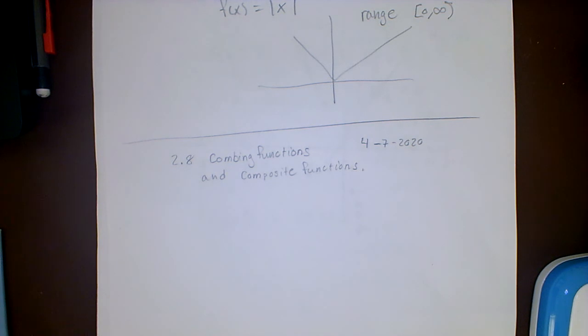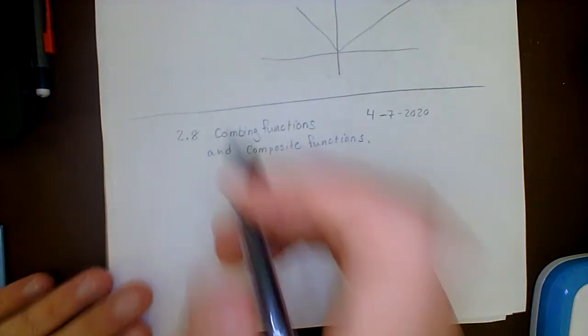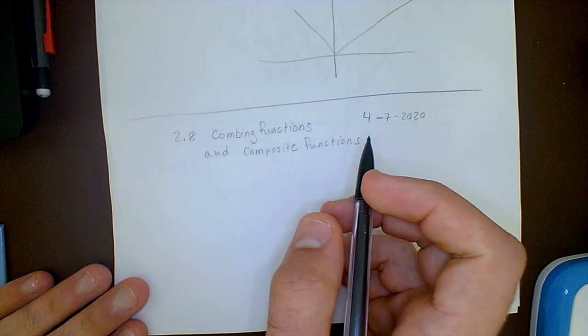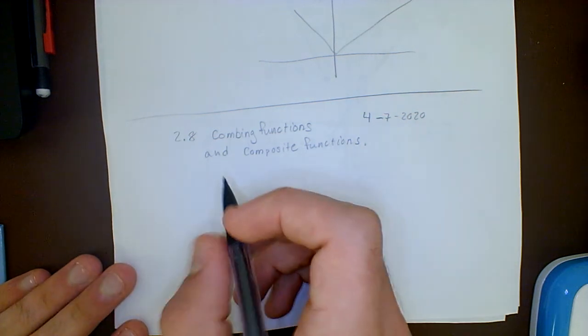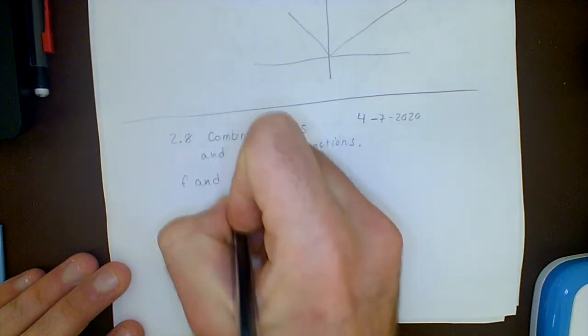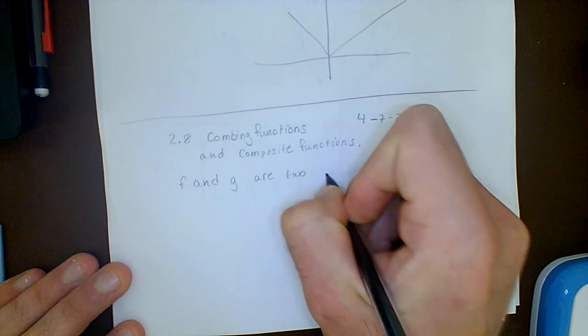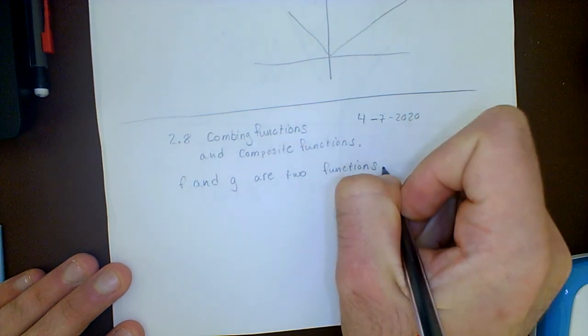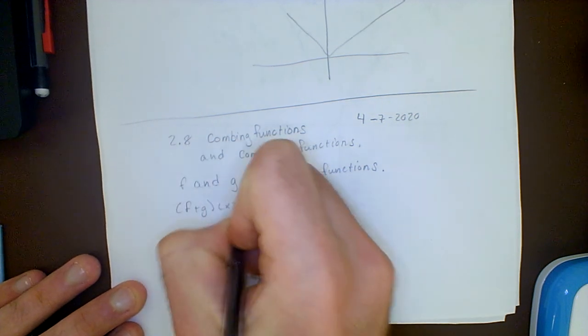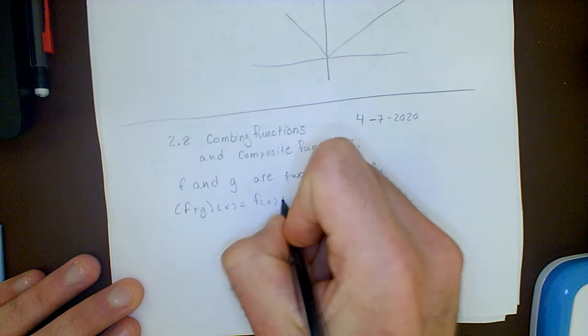Okay, so just like we can add, subtract, and multiply and divide numbers, you can do the same with functions. So here are just some definitions. These are all talking about combining functions. Later we'll talk about composite functions. Okay, so f and g are two functions. Then people sometimes write f plus g of x equals f of x plus g of x.